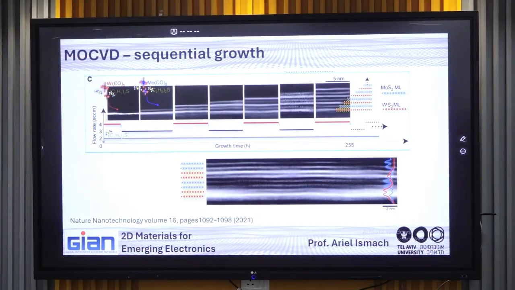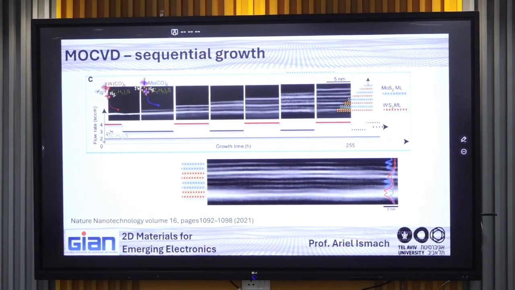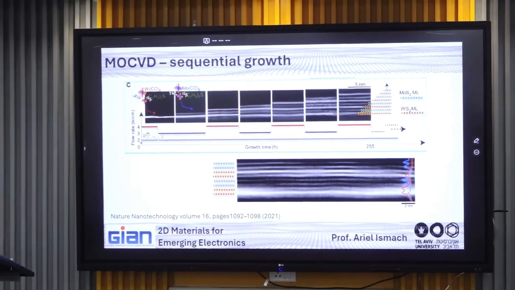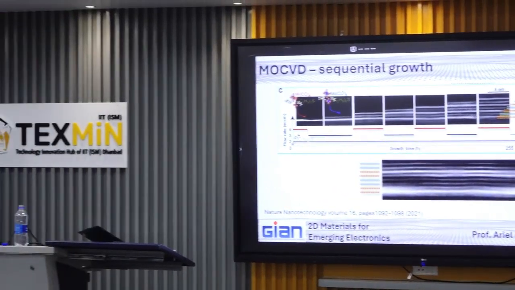So metal-organic CVD is also an option to make heterostructures directly. But as usual in CVD, we are a bit limited in the material systems that we are able to go to.